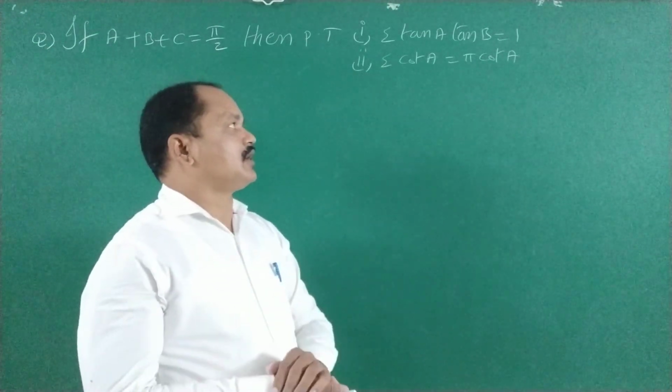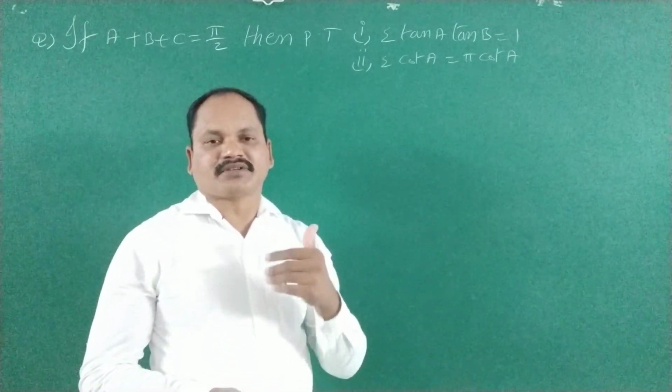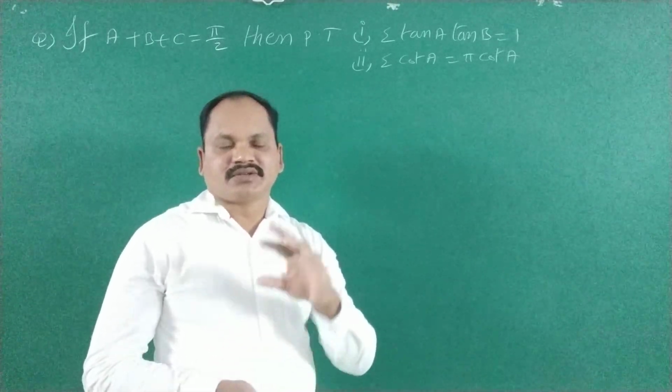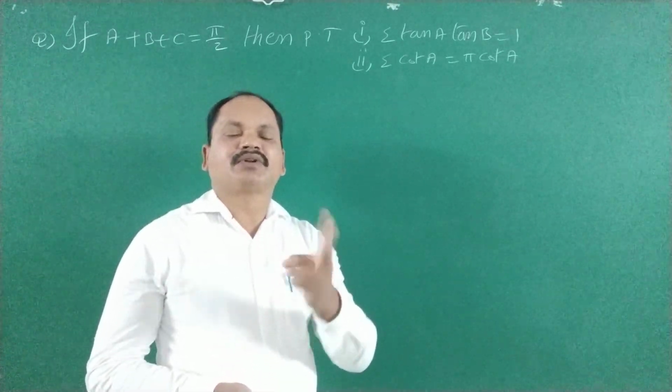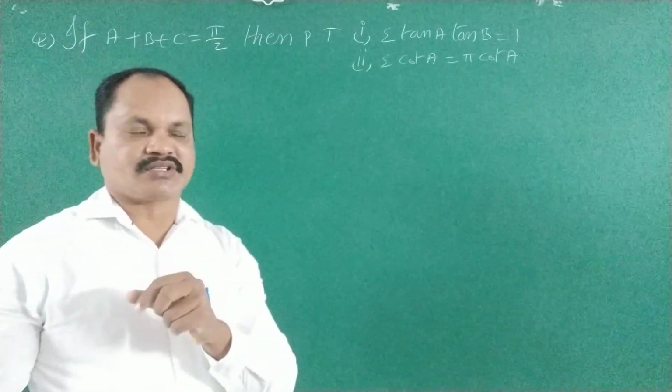And sigma cot A equal to pi cot A means what? Cot A plus cot B plus cot C is equal to cot A into cot B into cot C. So this is the reverse of the first one. For the first result, there it is.